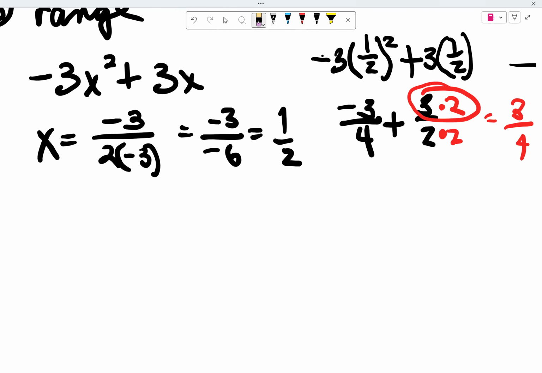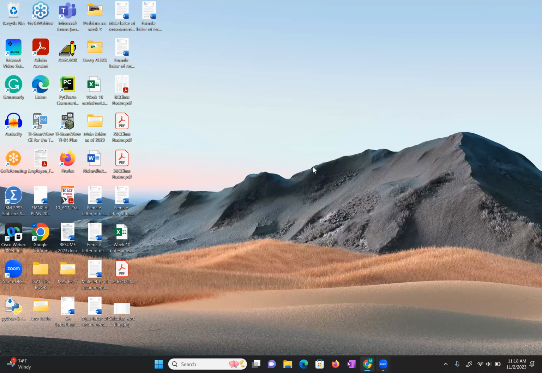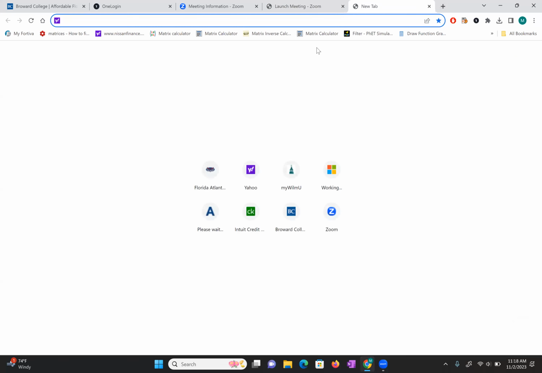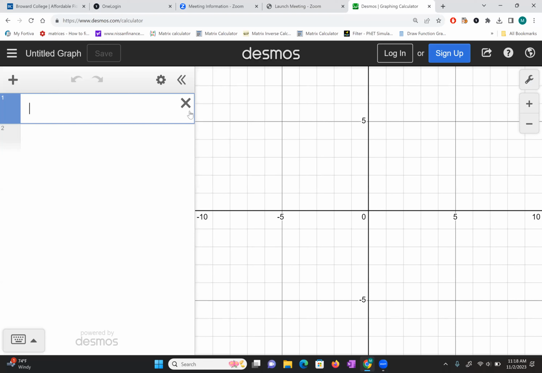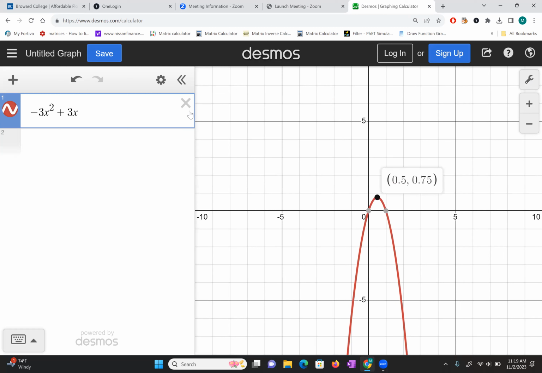Your answer for this should be, because this parabola is facing down, and if I graph it on Desmos, I can prove it to you. So let's go to Desmos. This is negative 3x squared, and this is positive 3x. If you look at the vertex, you can see that it's positive 1/2 and positive 3 over 4. So be careful with the notation.